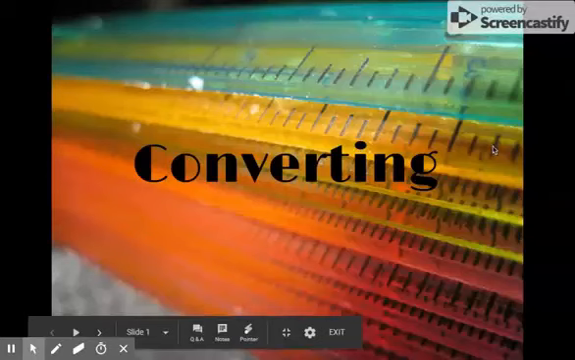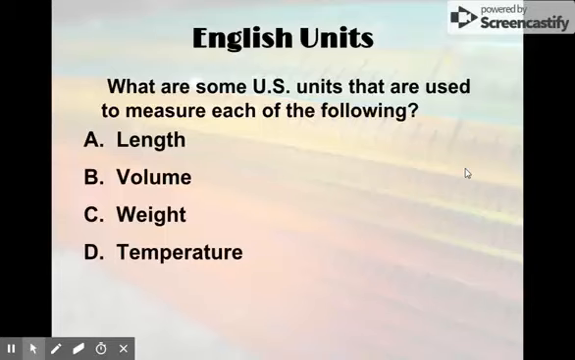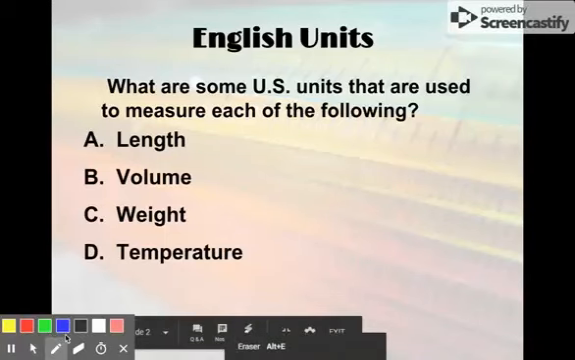For today, we're going to be discussing how we convert in the metric system. Let's first talk about some units that we use. So in the United States, we do not officially use the metric system. Our system is the English version of units and measurements. So let's go over a couple examples.